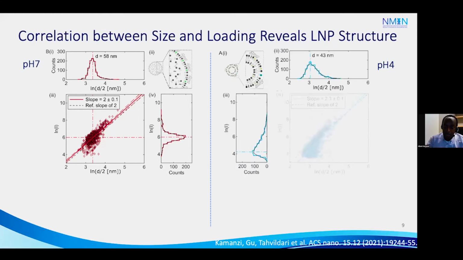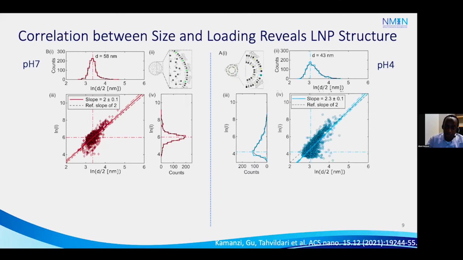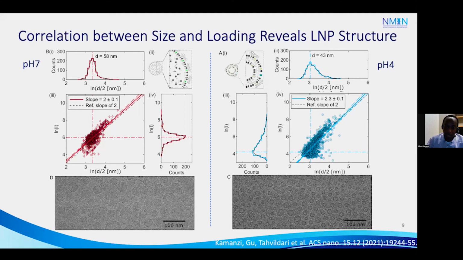And by correlating size and intensity distribution again, we get a scaling of 2.3, and we performed a statistical test to verify that these two distributions are statistically different. Hence, our measurements are sensitive to the dyes being inside of the particle. These measurements are in agreement with cryo-EM measurements, which show bilayer structures in the low pH condition with oil droplet structure in the high pH condition.